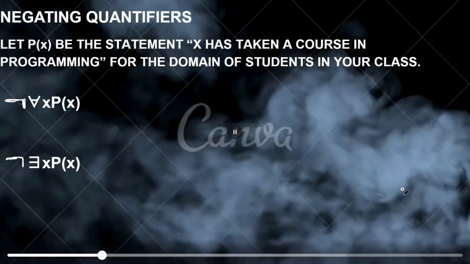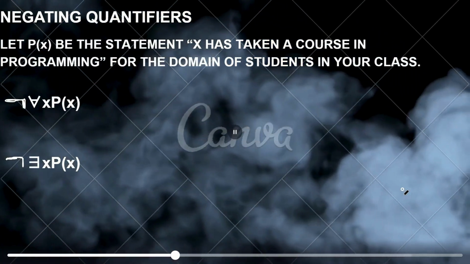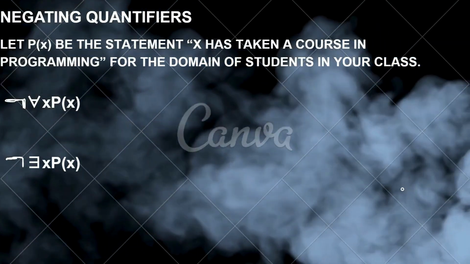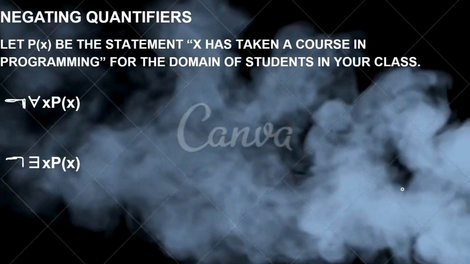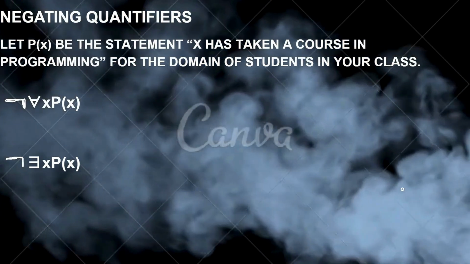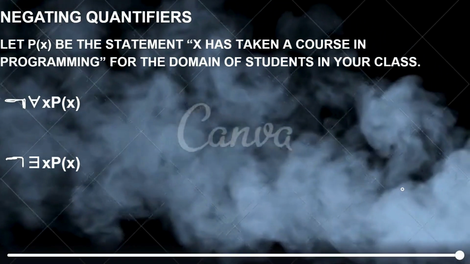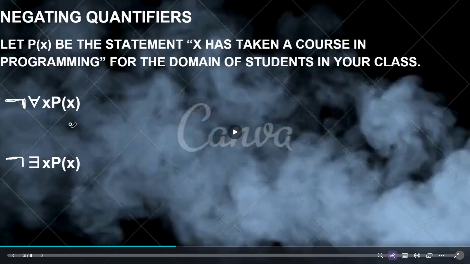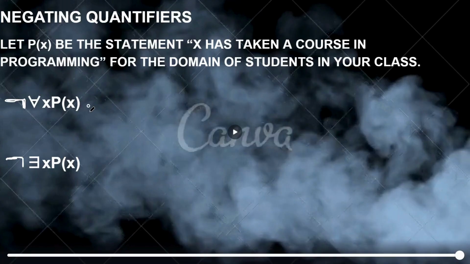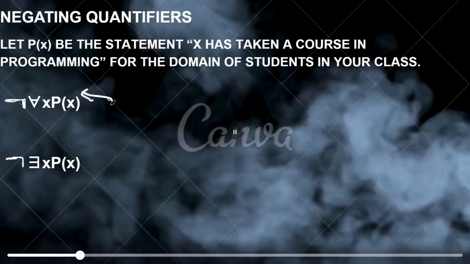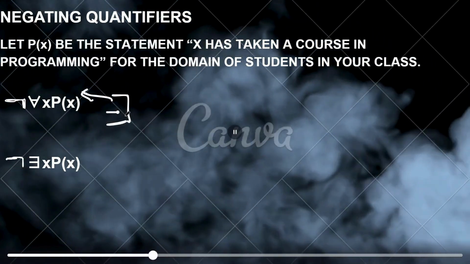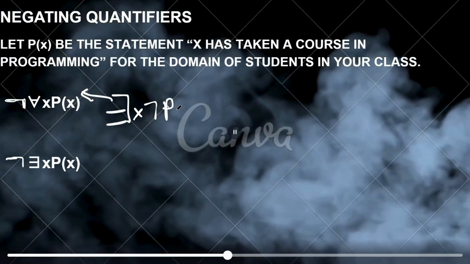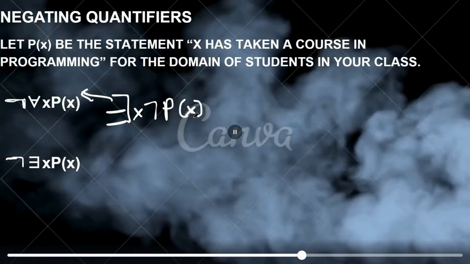And the next one, negating quantifiers. Let P(x) be the statement "x has taken a course in programming" for the domain of students in your class. Let's do the negating quantifier. This one is not universal. If not universal, that means there is a student, so it becomes existential x, not P(x).